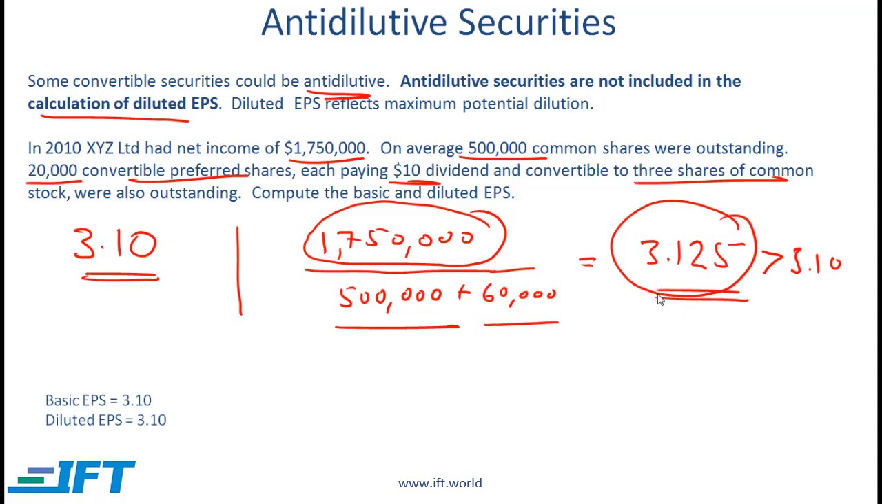When this happens, then you report diluted EPS as 3.1 and not 3.125. It would make no sense to give a diluted EPS that is larger than the basic EPS, and that goes back to our comment here that diluted EPS reflects maximum possible dilution. These securities then are actually anti-dilutive.